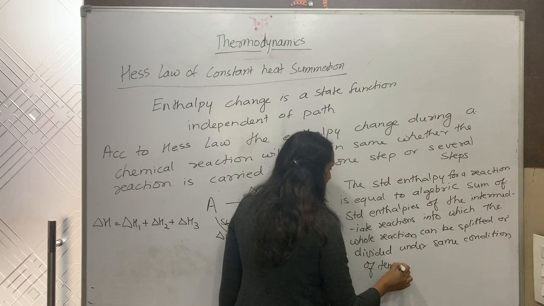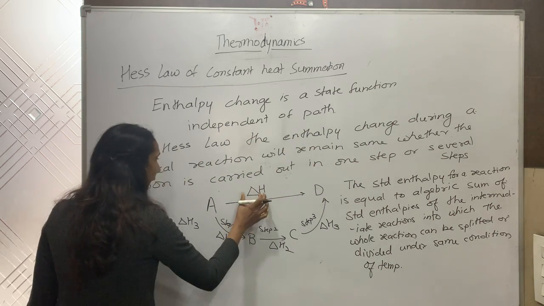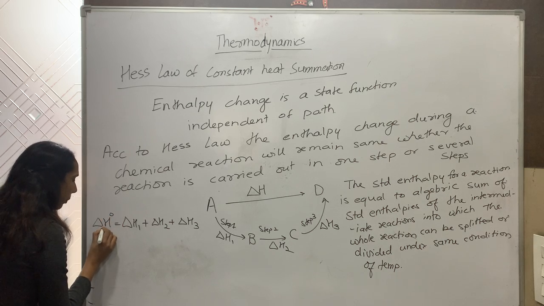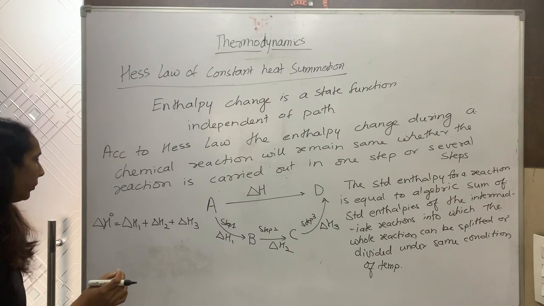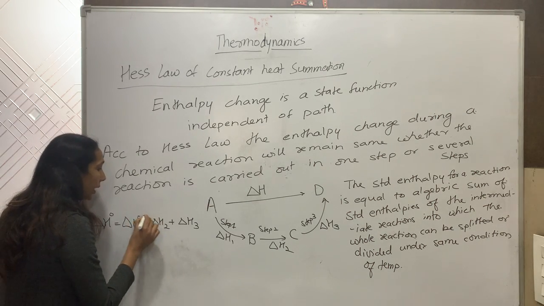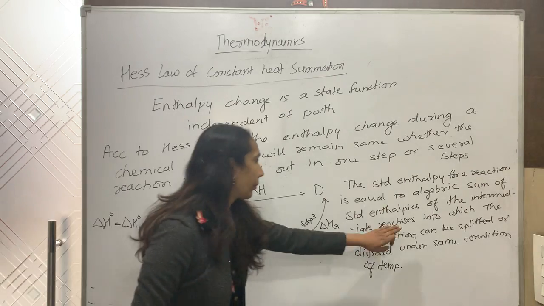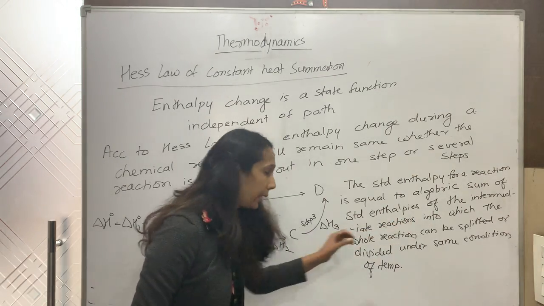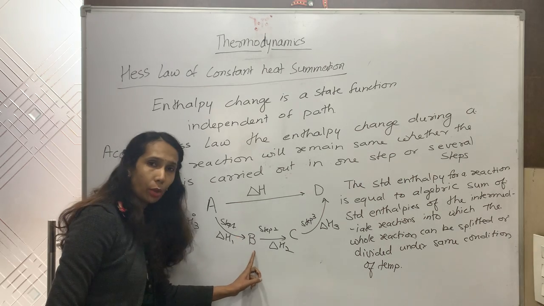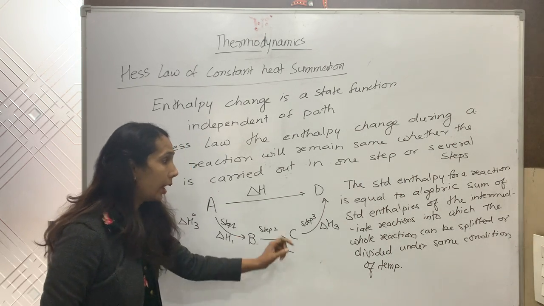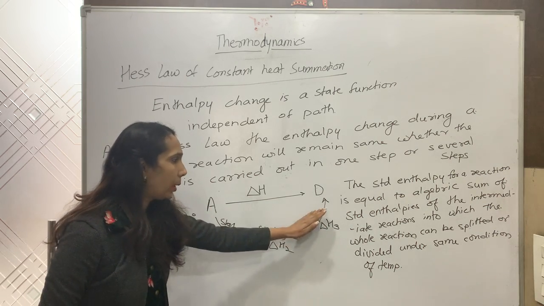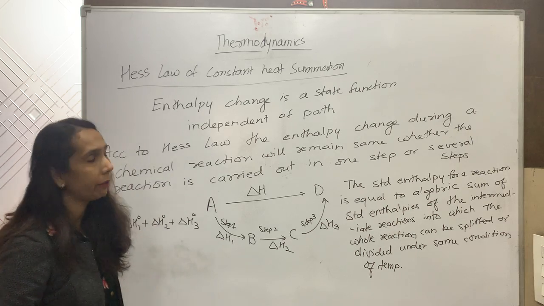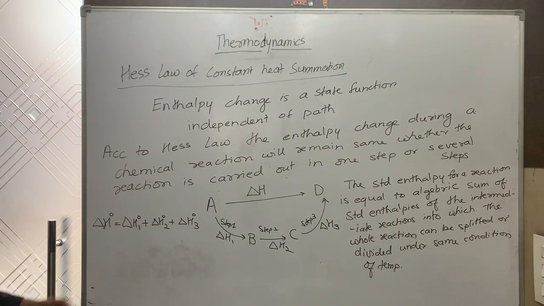We can define it like this also. The standard enthalpy for a reaction, I just put a naught here so that it becomes standard, is equal to the algebraic sum of the standard enthalpies of the intermediate reactions. These are the intermediate reactions. A has converted to B, B to C, and then C to D. The intermediate reactions into which the whole reaction can be split or divided under the same conditions of temperature. So this is your Hess law of constant heat summation.